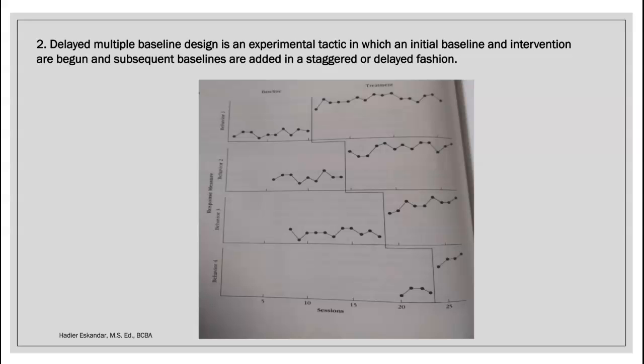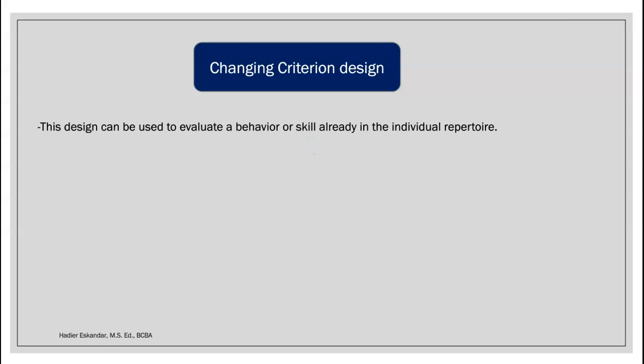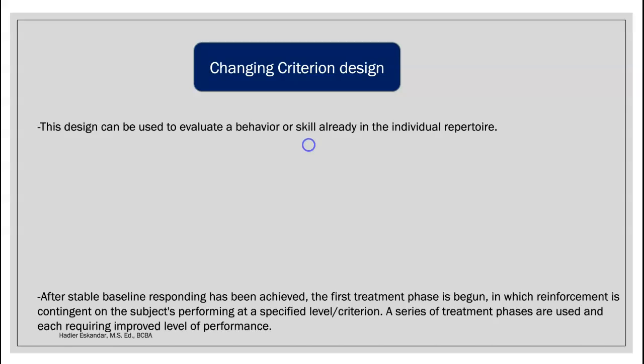Okay, so that's basically the multiple baseline design. The second one in this chapter is a changing criterion design, and the changing criterion design is a design that can be used to evaluate a behavior or skill already in the individual's repertoire, because basically you're using a behavior that already exists, but you want to improve it. So you keep changing the criterion level.